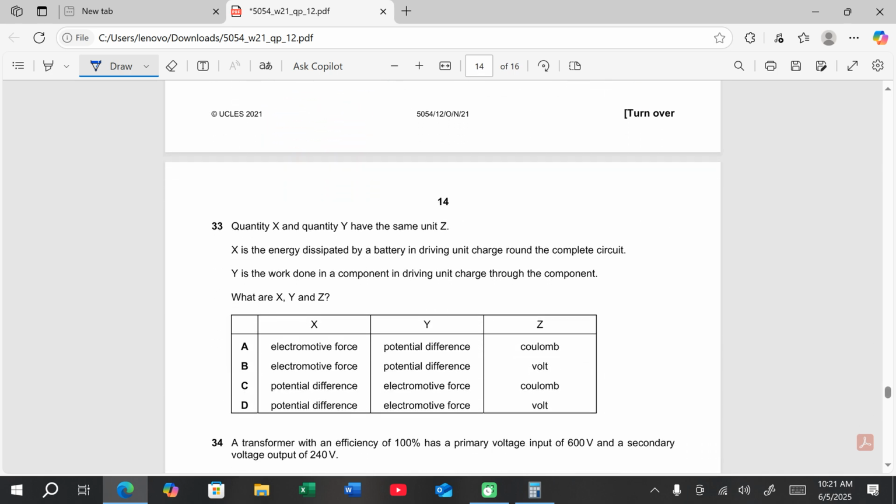A quantity X and a quantity Y have the same unit Z. X is the energy dissipated by the battery in driving unit charge around the circuit. Y is the work done in the component by driving unit charge through the component. What are X and Y? X is the definition of EMF, Y is the definition of potential difference, and they both have volts as a unit.